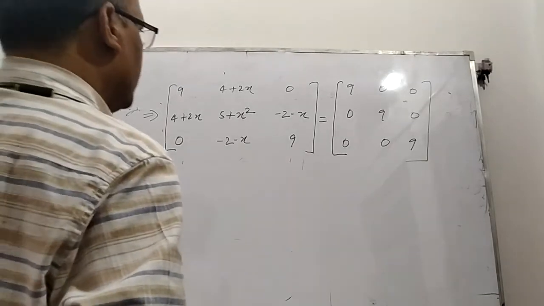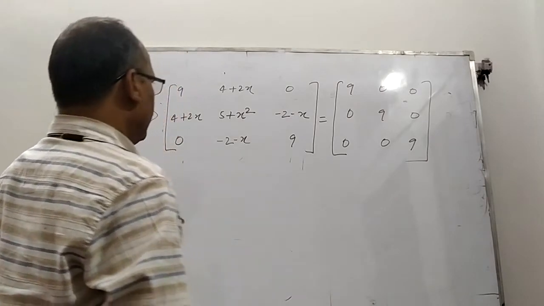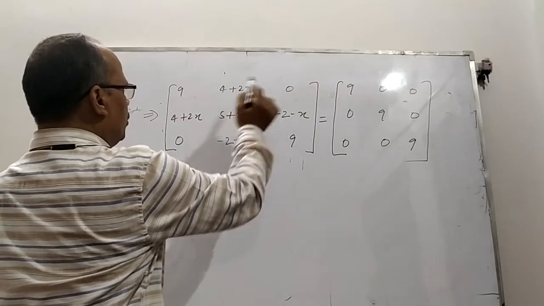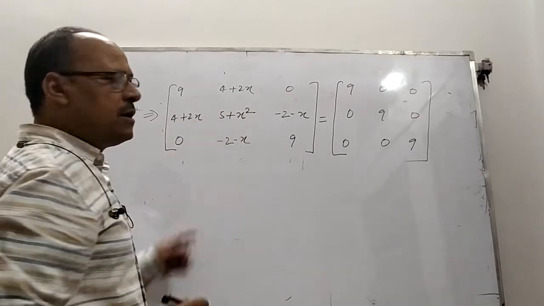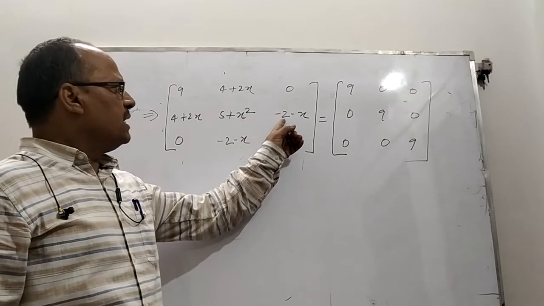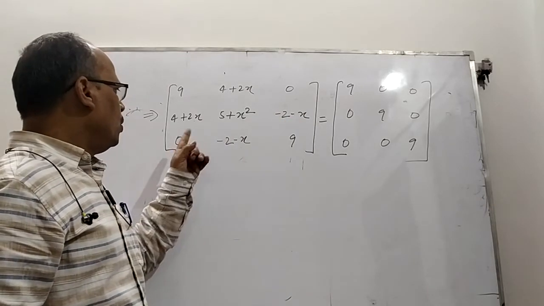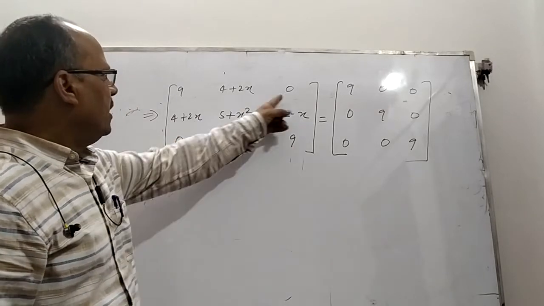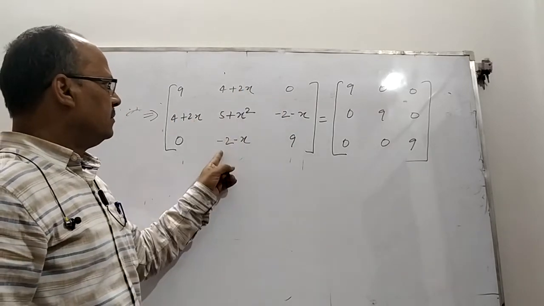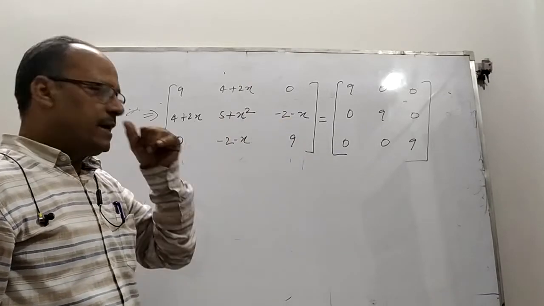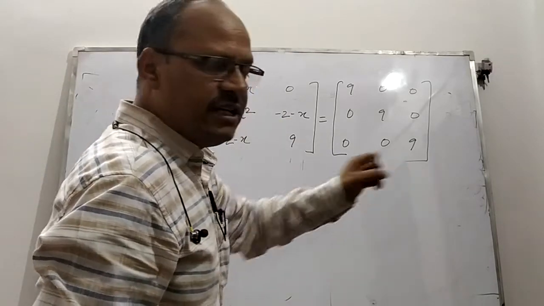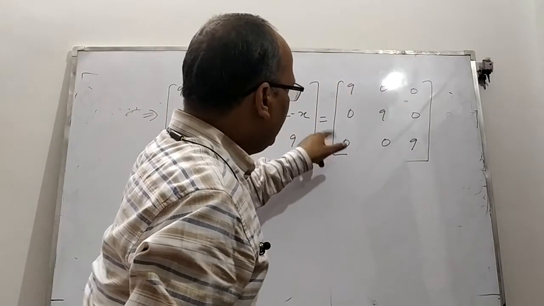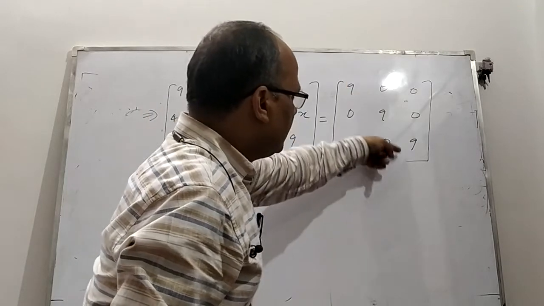Now see, after multiplication of both matrices, you will get 9, 4 plus 2x, 0, 4 plus 2x, 5 plus x square, minus 2 minus x, 0, minus 2 minus x and 9. Just to see, it is also symmetrical. Now it is the symmetrical matrix. On the other side it is given 9 into identity of third order. So you have multiplied 9 into identity, you will get this matrix.